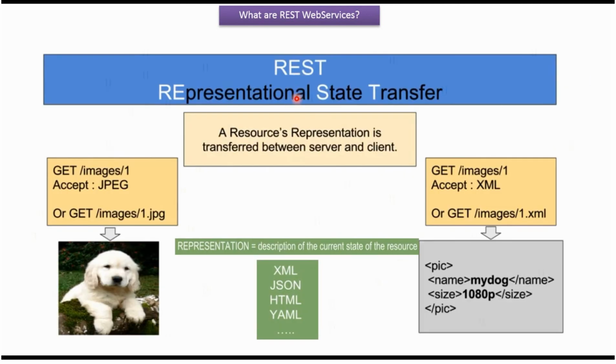REST is nothing but representational state transfer. In case of RESTful web service, the resource representation is transferred between the server and the client. Representation is nothing but the current state of the resource. The representation can be XML, JSON, HTML, or YAML. And here you can see I am trying to get image1 detail, and representation is JPEG. So I will get it like this. And here I am getting details of image1, and representation is XML. So I will get the detail like this in XML format.